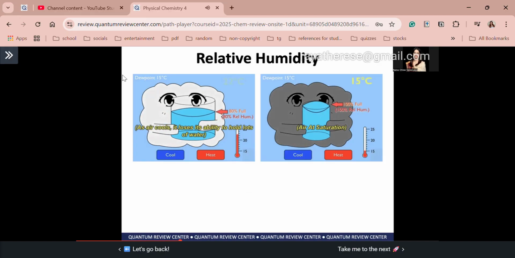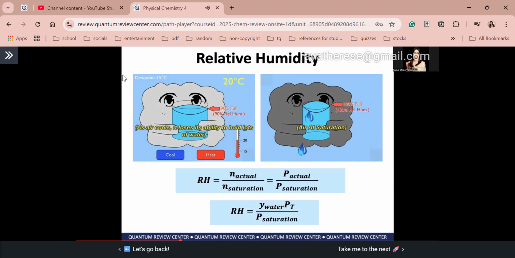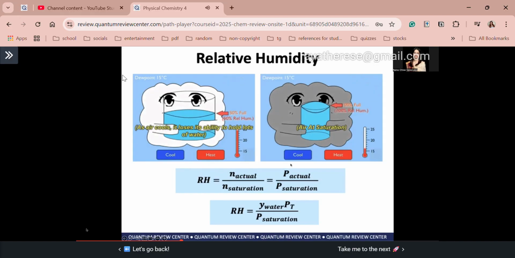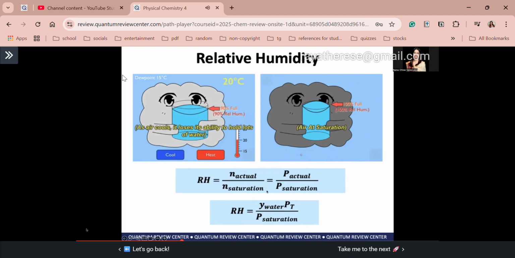Now, we have here relative humidity. Ang cute, di ba? Ayan, so these are the relative humidity equations. So again, relative humidity is defined as the ratio of the actual partial pressure of water vapor in air, P actual, divided by the saturation vapor pressure of water at the same temperature. Usually in percentage, % RH.